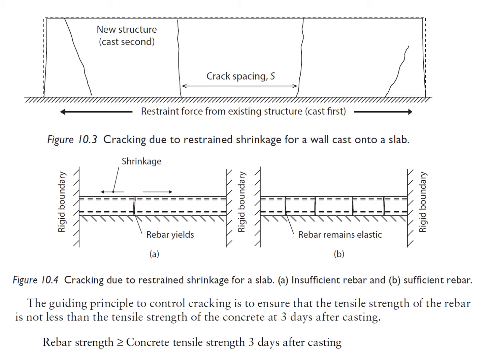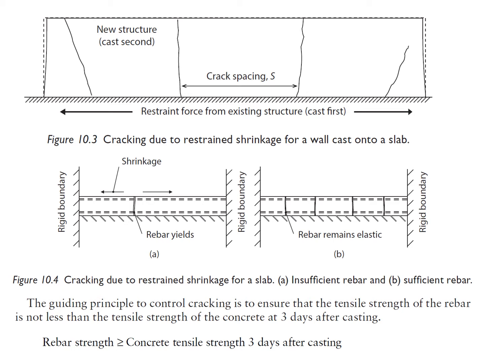If concrete is insufficiently reinforced, then the rebar will yield when the first crack forms, as the element shrinks due to heat of hydration movement. You can see that in figure 10.4a. Since the tensile strength of the rebar is less than the tensile strength of the slab, all subsequent shrinkage will be taken up by yielding of the rebar in the first crack formed.